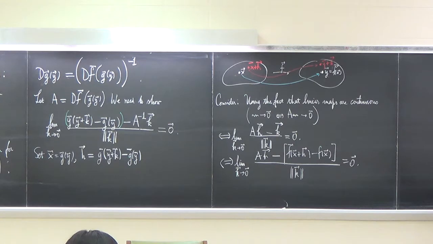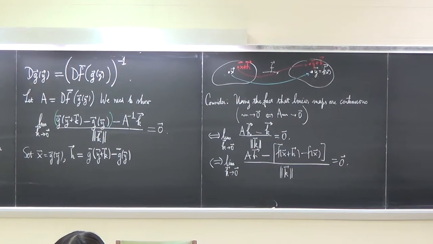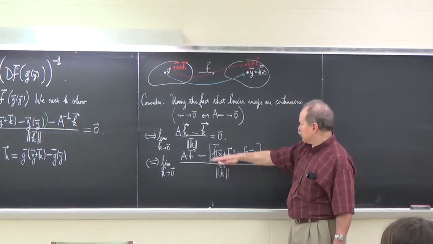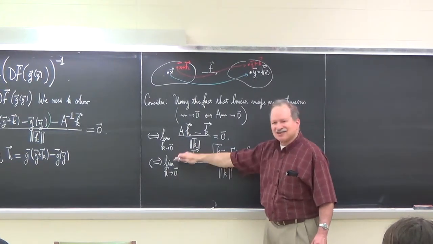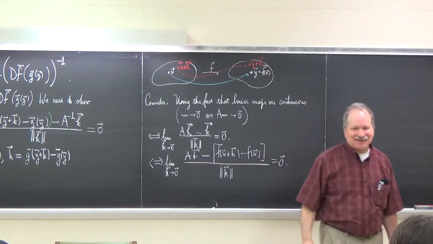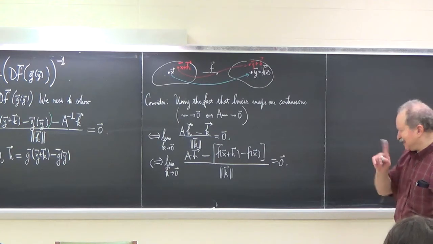This looks mighty familiar. What does it look like? Definition of f, except it's off by a minus sign. The definition of the derivative of f was this minus this. Well, come on, give me a break. Is it still over k?